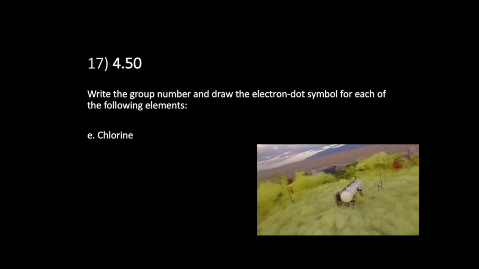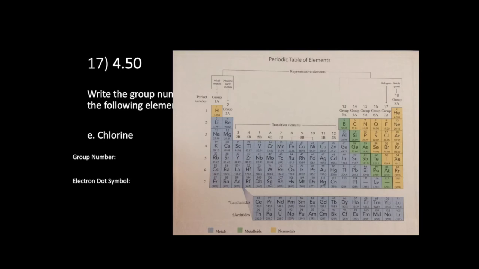All right, let's try chlorine, and here you see a lot of very toxic light green, sort of yellow gas. That's chlorine gas leaking from this plant in this photograph. So chlorine is in the top right of the periodic table. It's in group 7A. So the group number will be 7A, and that was the first thing that they were asking for in this question. The second thing was the electron dot symbol, and for that, write the symbol Cl, capital C, lowercase l, and that represents the nucleus and all of the inner electrons.